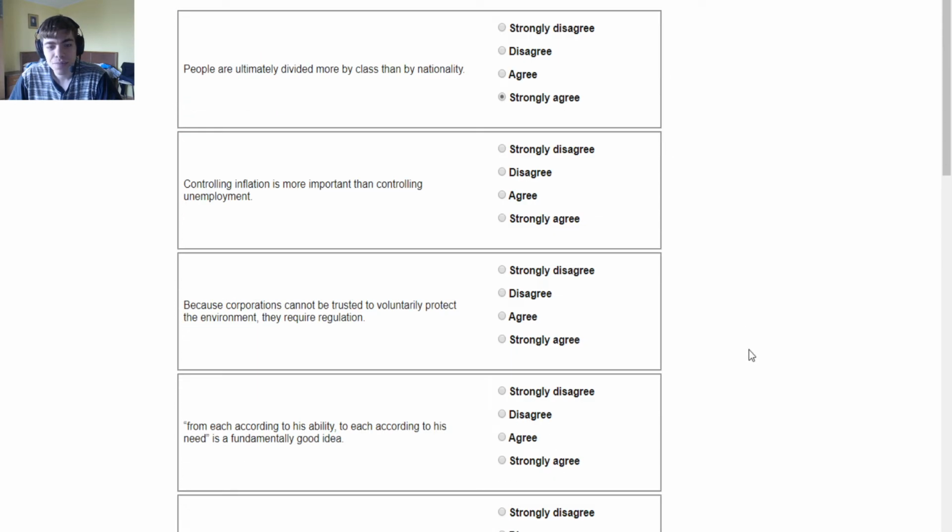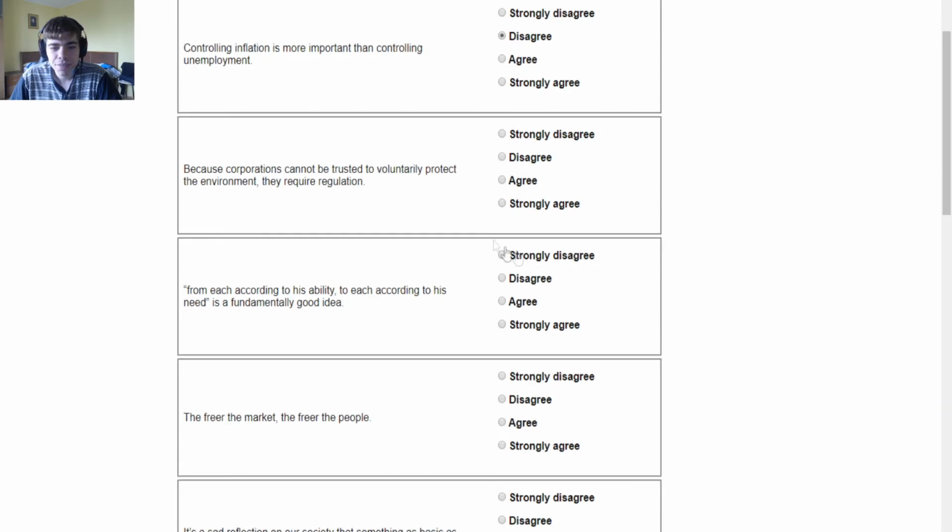Controlling inflation is more important than controlling unemployment. I've seen this one before. I've never gotten it really. I would pretty much be unsure about this. Maybe so. Inflation is pricing, controlling unemployment. You want people to have work, but you also want people to be able to afford things. I guess slightly disagree.